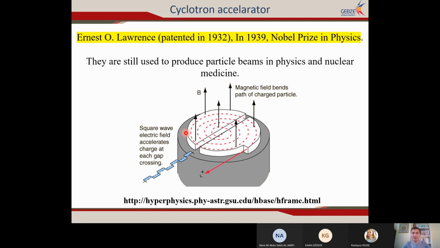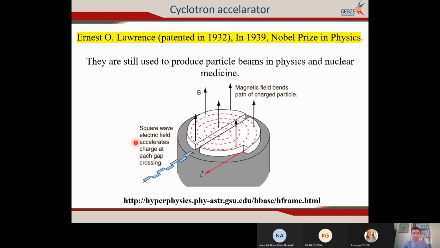Do we still use these cyclotron accelerators for X-ray production? Not exactly. This type of cyclotron accelerator today is mainly used in nuclear medicine to produce radioisotopes for medical purposes, especially for cancer treatment. And also these cyclotron accelerators are used to produce particle beams, accelerated protons. I will discuss the details here. So now let me discuss the principle of the accelerator, how a cyclotron accelerator works.